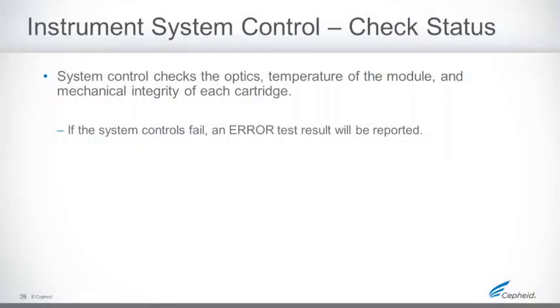Quality controls. There are system controls which check the optics, temperature of the module, and mechanical integrity of each cartridge. If the system controls fail, an error test result will be reported.